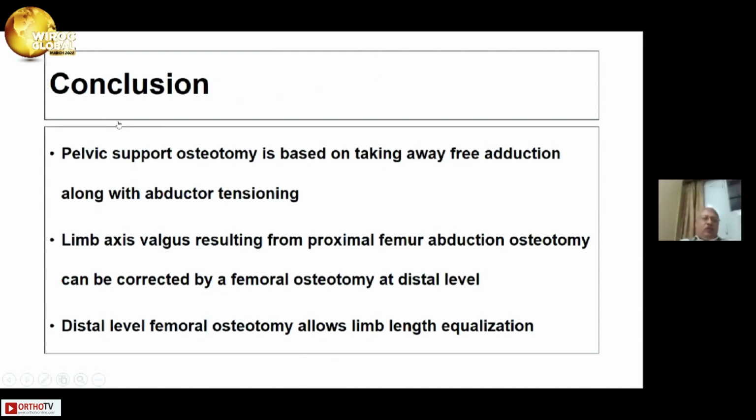So in conclusion, pelvic support osteotomy is based on taking away free adduction along with abductor tensioning. Limb axis of valgus resulting from proximal femur abduction osteotomy is corrected by a femoral osteotomy at a distal level, usually in the middle or distal third. And distal femoral osteotomy also allows lengthening and limb length equalization.